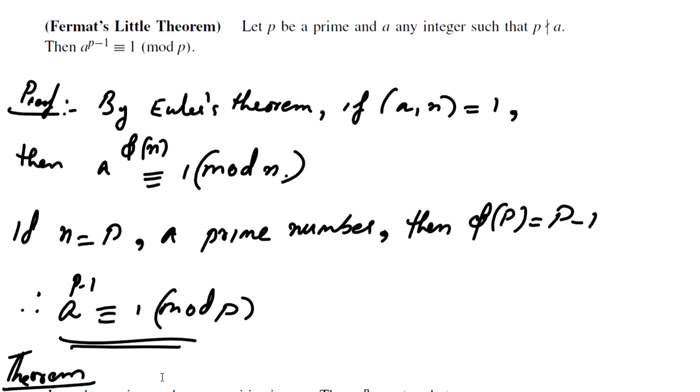Using the Euler's theorem, we can prove the Fermat's Little theorem. Let p be a prime and a be any integer such that p does not divide a. Then a raised to p minus 1 is congruent to 1 mod p. It directly follows from the Euler's theorem. If a and n are relatively prime to each other, then a raised to phi of n is congruent to 1 mod n. That is the Euler's theorem. If n is a prime number p, then phi of p equal to p minus 1. So replacing phi of p with p minus 1, we get the result a raised to p minus 1 is congruent to 1 mod p.